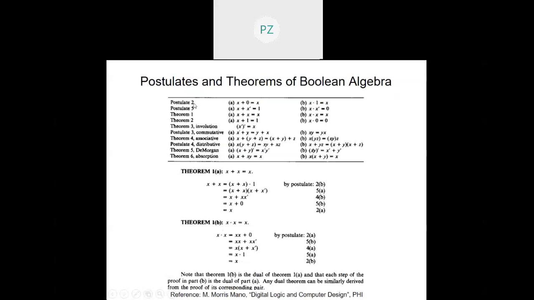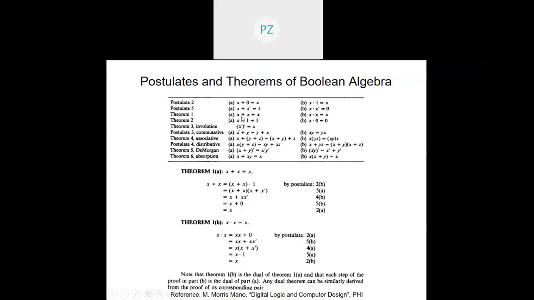Now this was the postulate we have seen, identity element, postulate 5, just given in the form of a table. Postulate 5 you've seen, the inverse. Now let us move on to theorem. This is an interesting theorem: x plus x is equal to x.